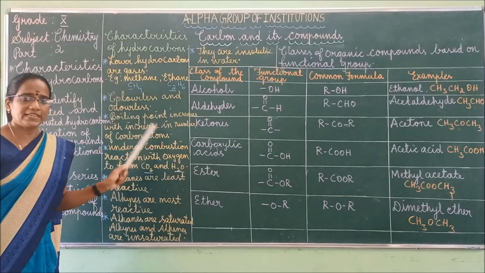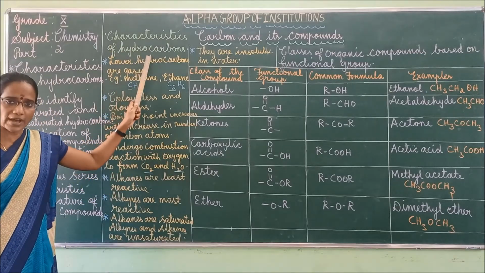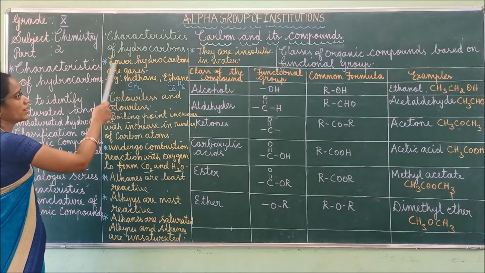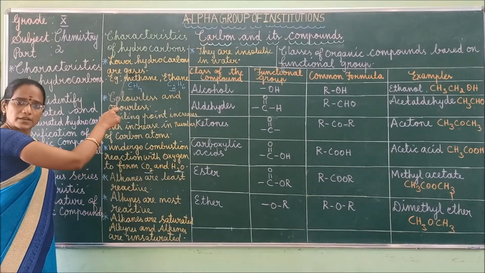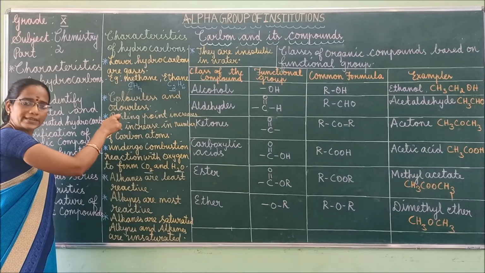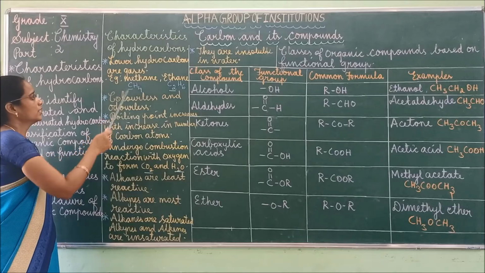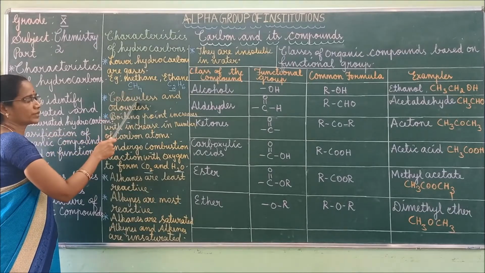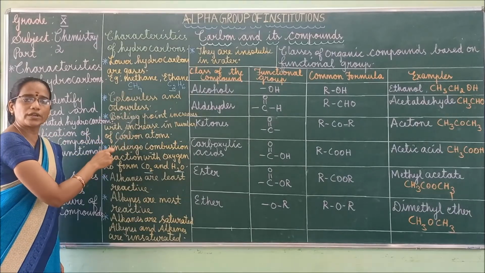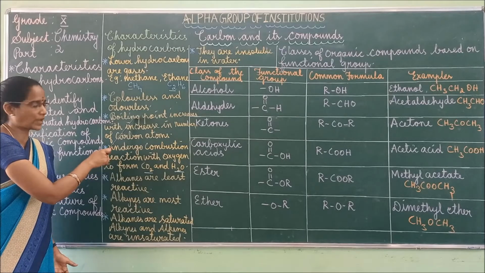Once again, we can see it's also a very important 5-mark question. Characteristics of hydrocarbons. First one, lower hydrocarbons are gases. Example, methane and ethane. You should write the name also, along with that you have to write the formula. Okay. Second point, hydrocarbons are colorless and odorless in nature. It has no color and also it has no smell.